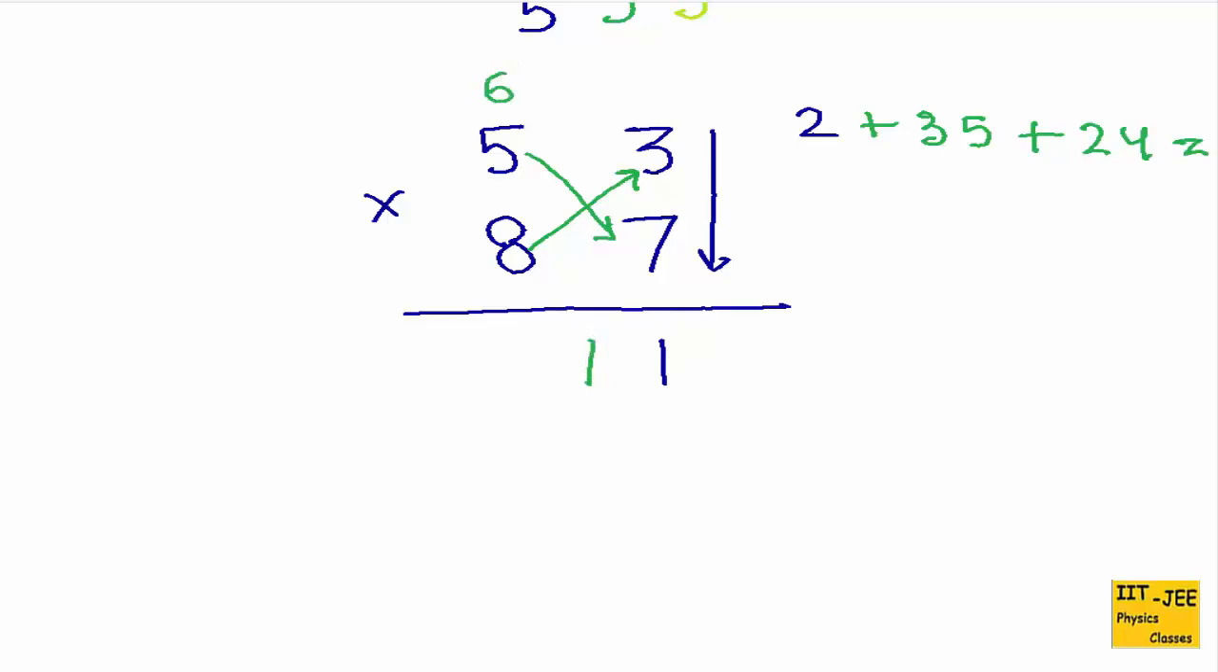Okay. Now you have to multiply the numbers at the tens place. 5 times 8 is 40. 40 plus the carry 6 is 46. So the answer is 4611. I hope you like this method.